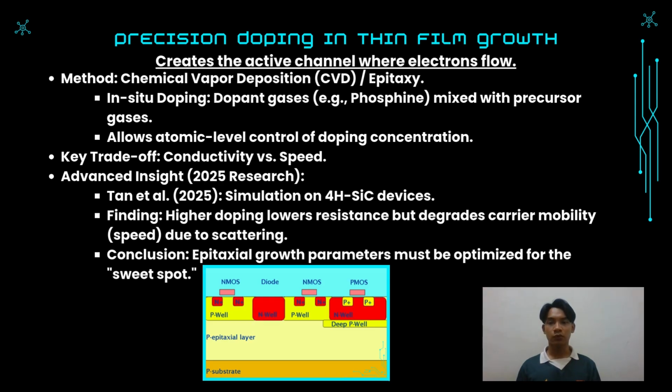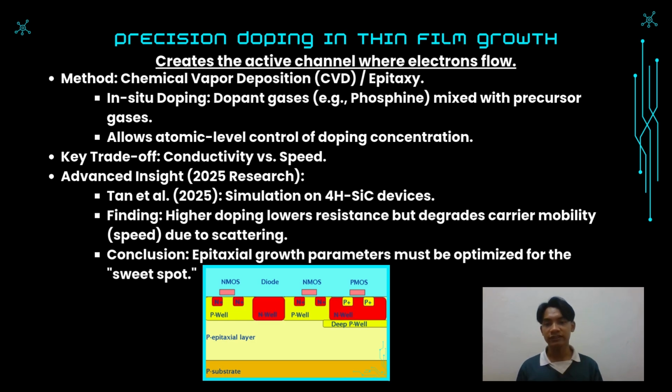While bulk growth gives us the foundation, the high-speed channel of the transistor is often created using thin film techniques like CVD. Here, we perform in situ doping, meaning we mix dopant gases right into the reaction chamber as the layer grows. This gives us incredible precision, but there is a catch.